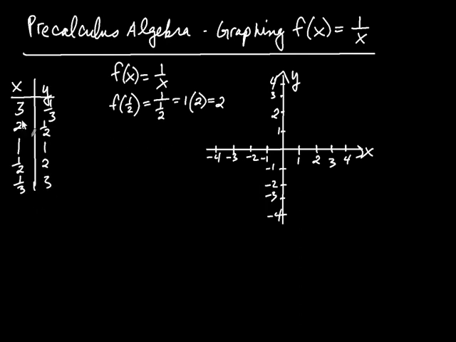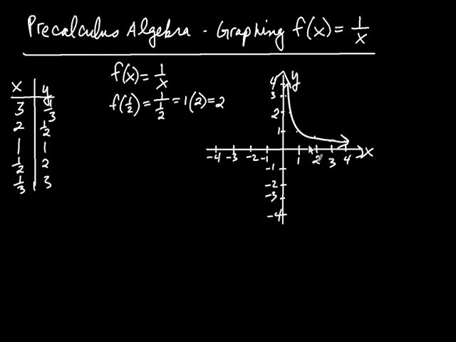So let's plot those values. (3, 1/3), (2, 1/2), and so on. So (3, 1/3) would be about here. (2, 1/2) maybe there, (1, 1) maybe here, (1/2, 2) up here, and then (1/3, 3) maybe there. And so what we're seeing is that we're creating this curve, this branch of the function. Let's go ahead and draw that in now. And that would be the graph.